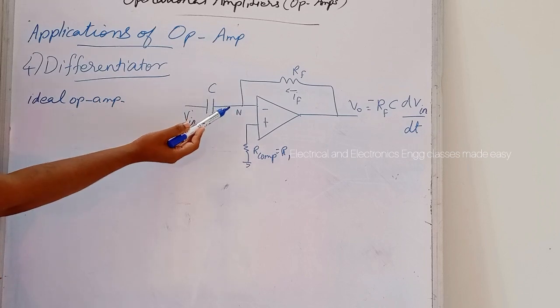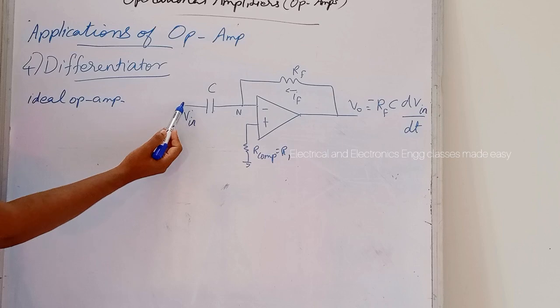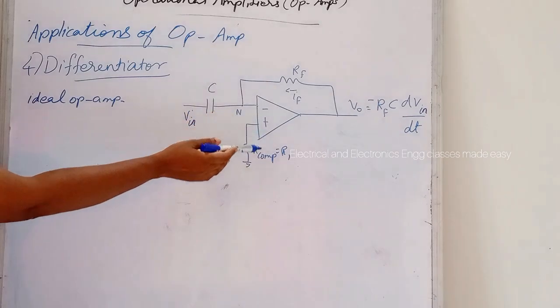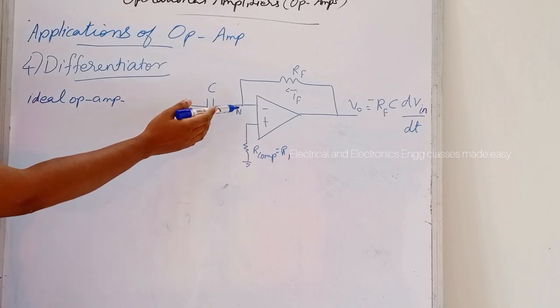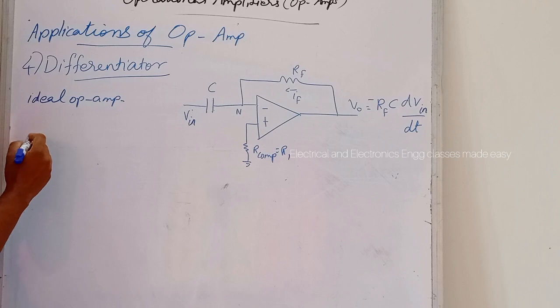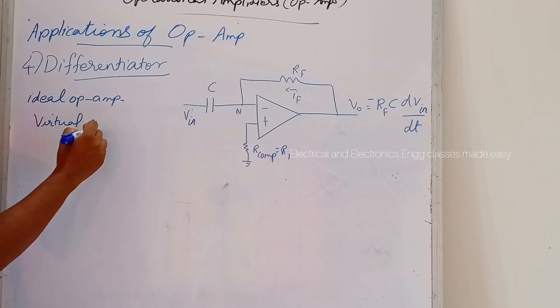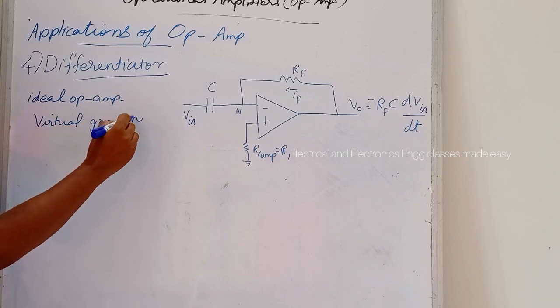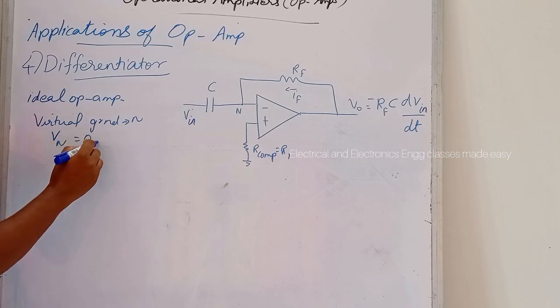So here this is node N. This is an inverting amplifier. The node N is at virtual ground potential. That is, node N is at virtual ground potential. So Vn is equal to 0.